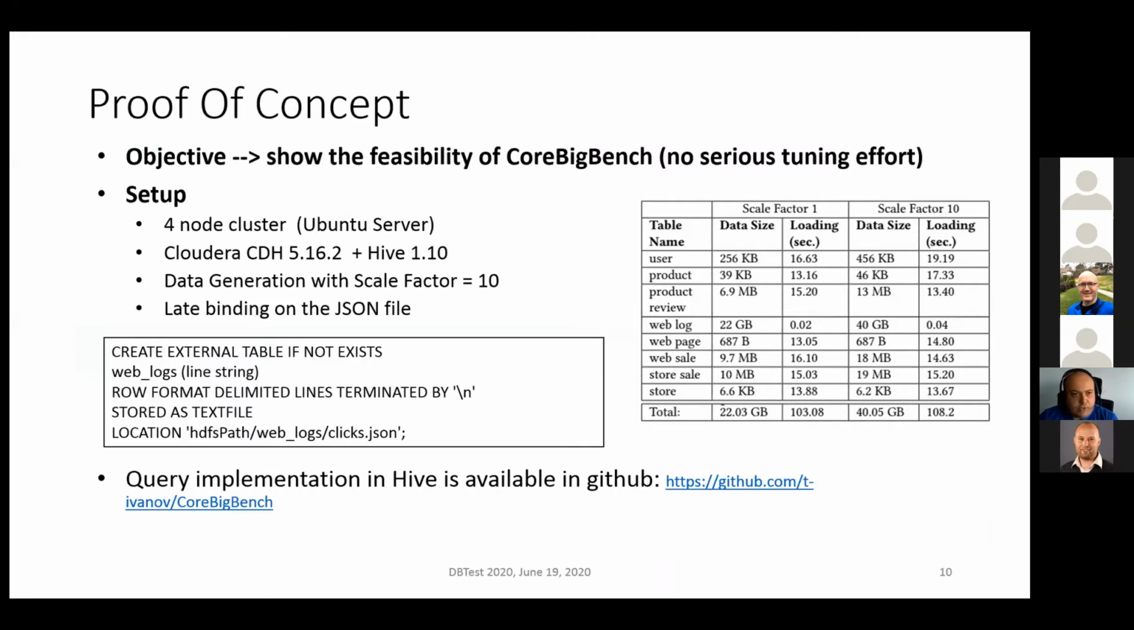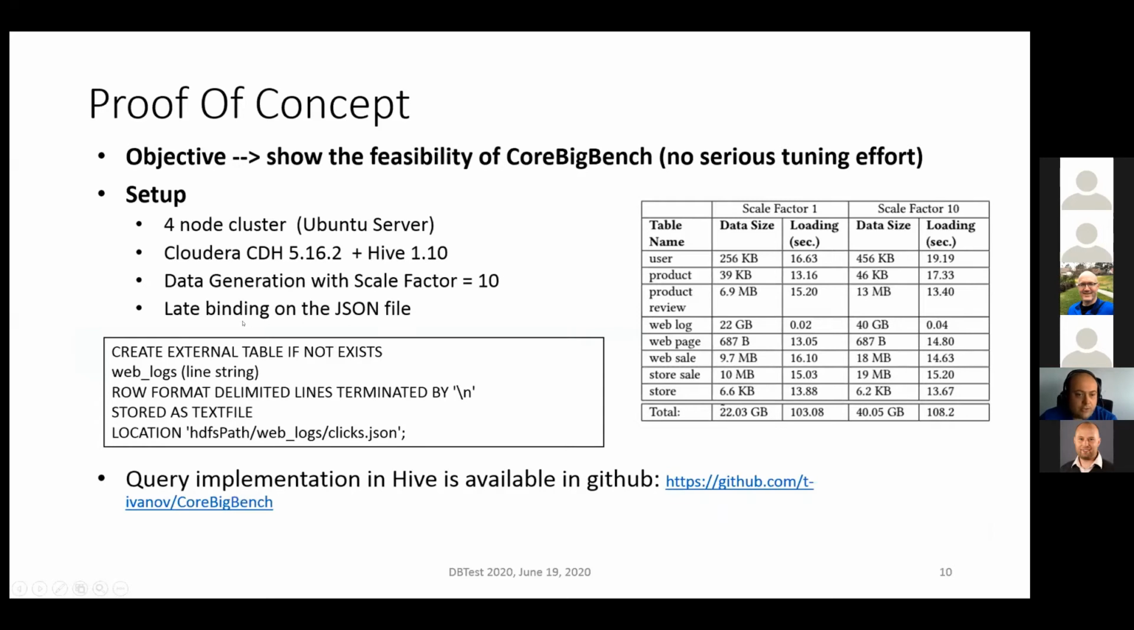And now let's look at the proof of concept, what we did in order to implement them. The idea here was to show the feasibility of CoreBigBench, and we did not do any serious tuning and testing. We used a 4-node cluster with Cloudera distribution and Hive. And we generated data with scale factor 10. You can also see in the table the exact sizes.